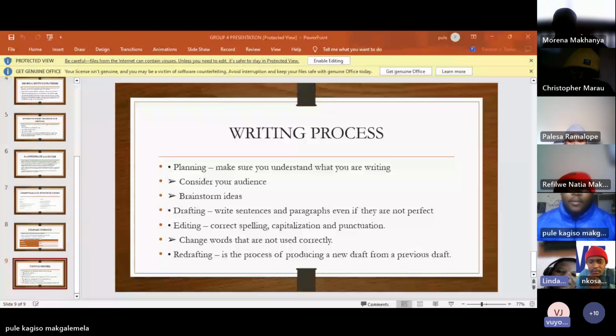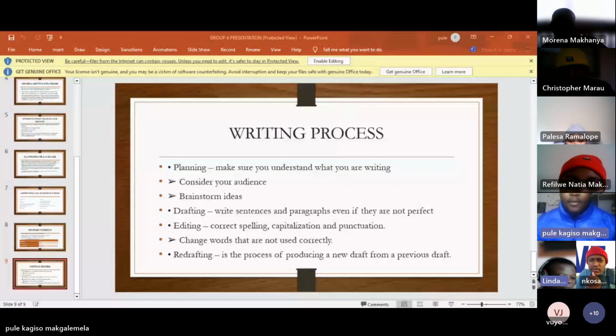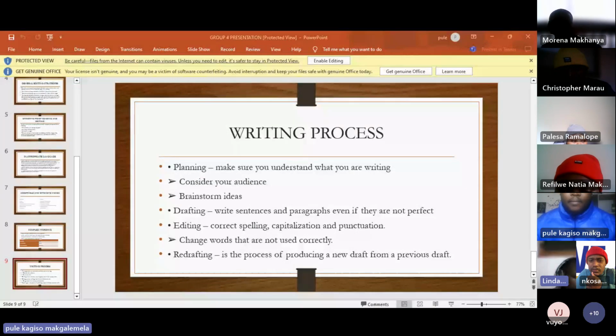Okay, thank you so much, Pule, and the rest of the group 4 members. That was also shared effort. Generally, every group also showed shared effort, which was good.